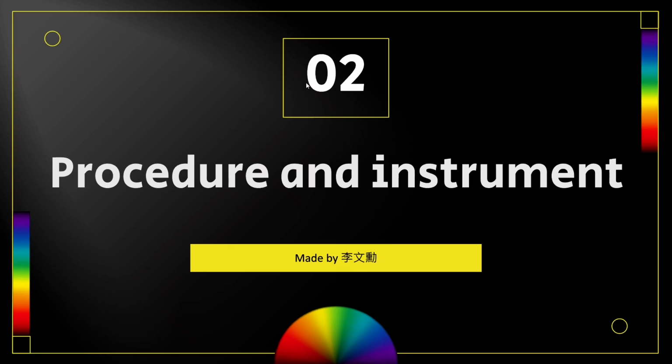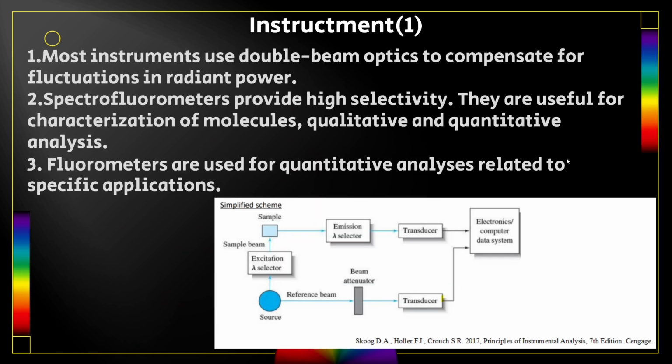Now I'm going to introduce the PL procedure and extraction. The first part I want to talk about is the instrument, and the figure below just shows a simple scanning fluorimeter or spectrophotometer. A fluorimeter or spectrophotometer uses a double beam system to correct for source fluctuation.